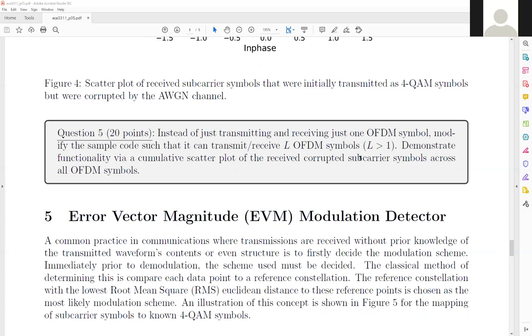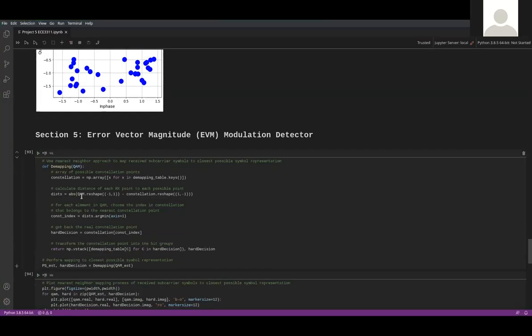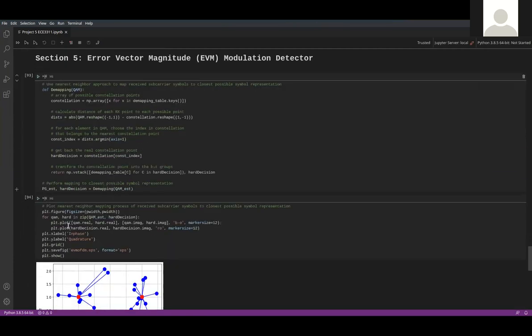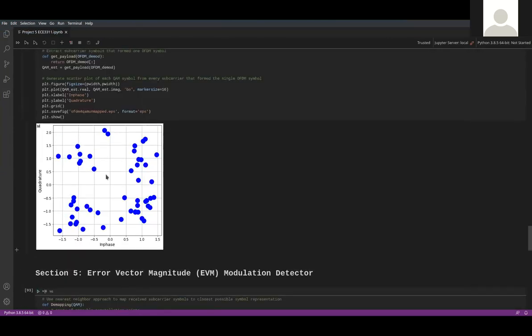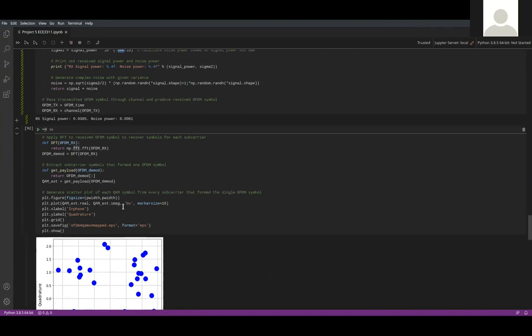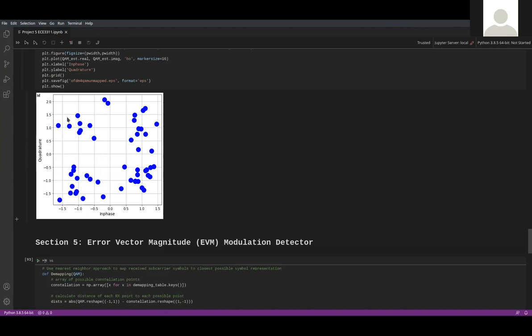All right, last but not least is EVM. So error vector magnitude modulation detector. So here, what we want is some way, in a nutshell, I'm going to go to the plot that really means a lot. So we got this scatter plot. Each one of these is a QAM symbol. None of these look like the QAM symbol that was transmitted, right? So suppose I transmit this, but I got that. How the heck do I make a decision on what each one of these are?